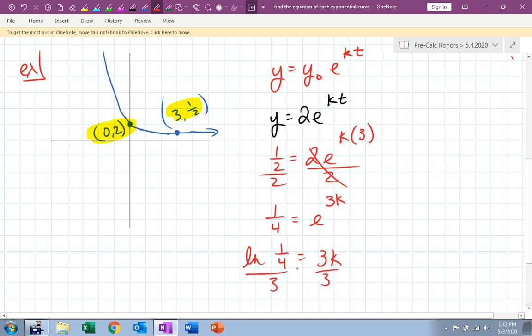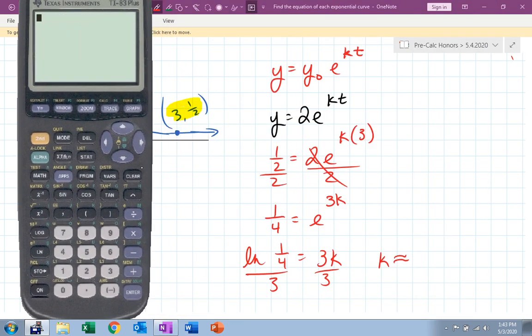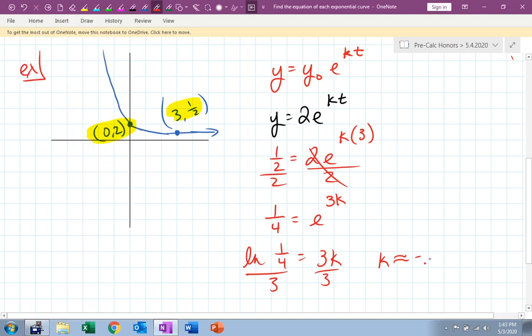Divide both sides by 3, and we get k to be approximately some decimal that I need to plug into my calculator. ln of 1/4 divide by 3. Look at that, negative, which is what we wanted, 0.462. So now we write the model. y equals 2e to the negative 0.462t. That'd be our answer.